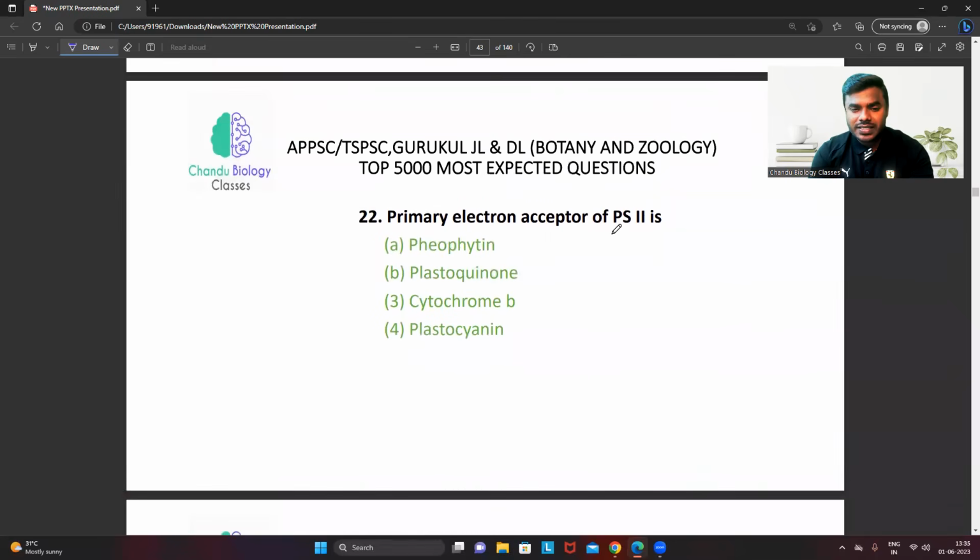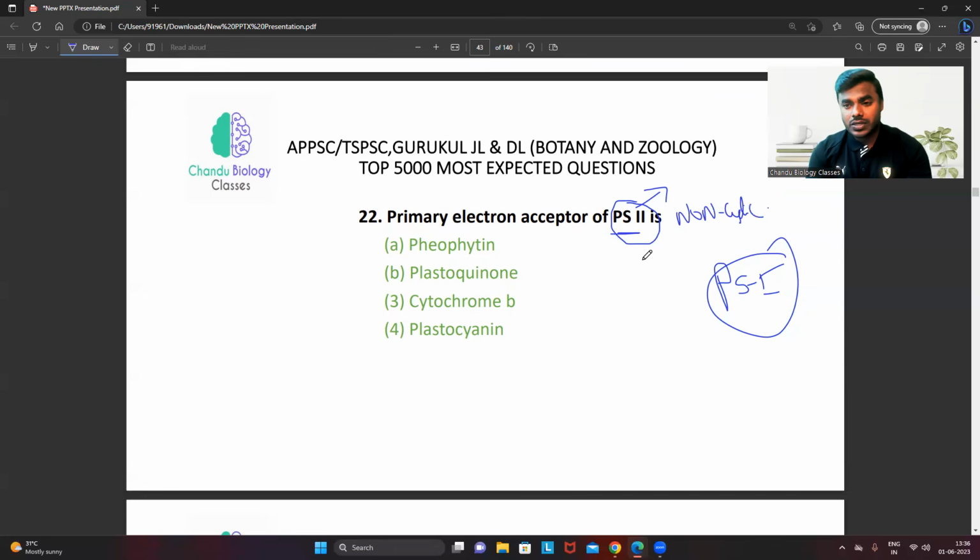Primary electron acceptor of PS2. Here also most of the students will get it wrong. Why do most of the students get it wrong? They did not specify whether it is cyclic or non-cyclic. That is very important. Students, you know very well, in the cyclic, only PS1 is present. Correct or not? In the non-cyclic, both PS2 and PS1 are present. So if they have given PS2, they are asking only about non-cyclic.